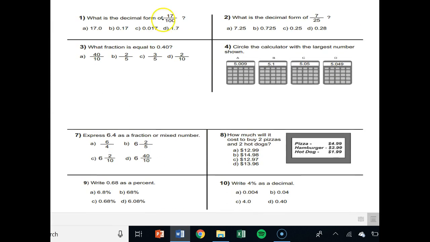Number 1, it says, what is the decimal form of 17 over 100? It's base 10, so it's super simple. You just look at the numerator, and it's 17, so it's B, 0.17.